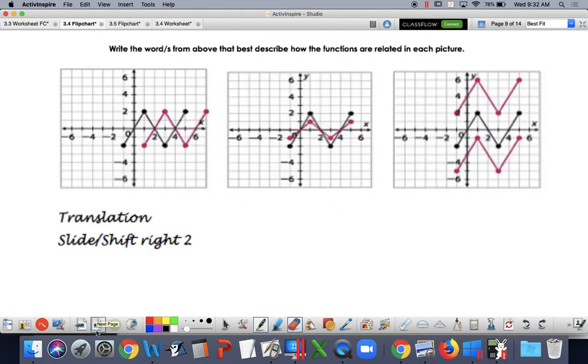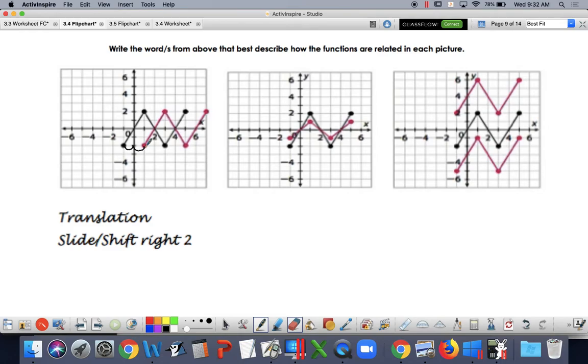Now I do apologize because in your notes, everything is black and white, whereas up here on my screen, I do have some colors. So let's pretend that we're starting with the black function, and then it's ending up as the pink function. So in my first one, which I did for you, I have a translation 2 to the right.